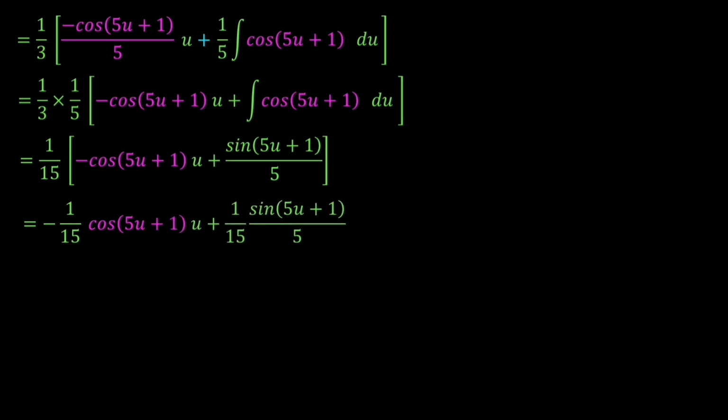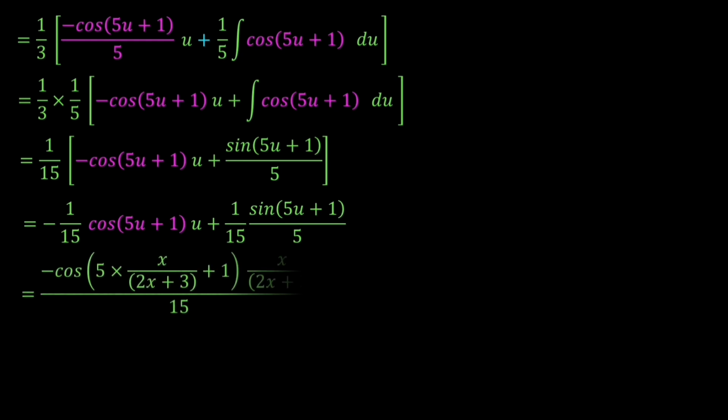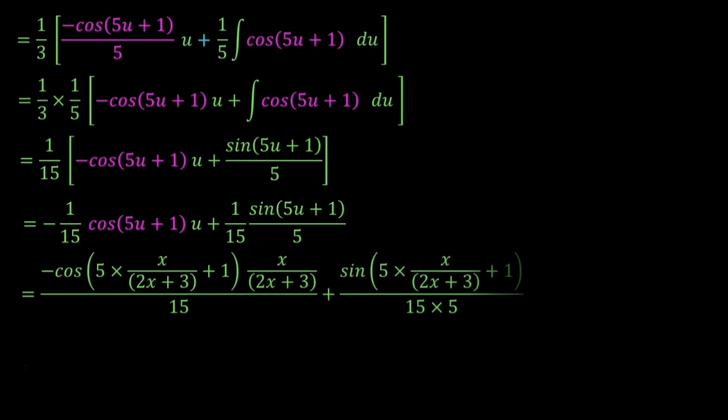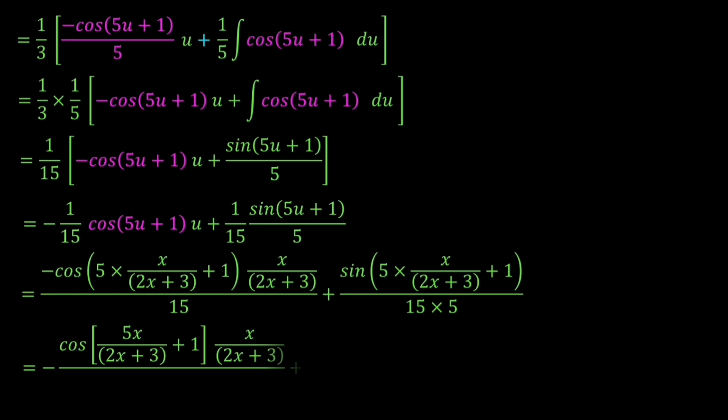After that, instead of u value, we can substitute x over (2x plus 3). Then we can get the final result as minus cos(5x over (2x plus 3) plus 1) into x over (2x plus 3), whole divided by 15, plus sin(5x over (2x plus 3) plus 1), whole thing divided by 15 into 5, which is 75.